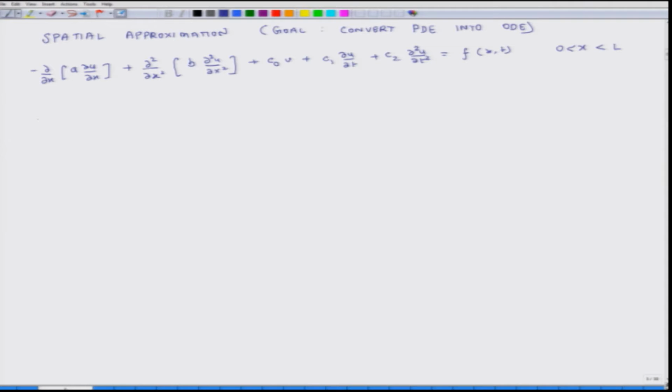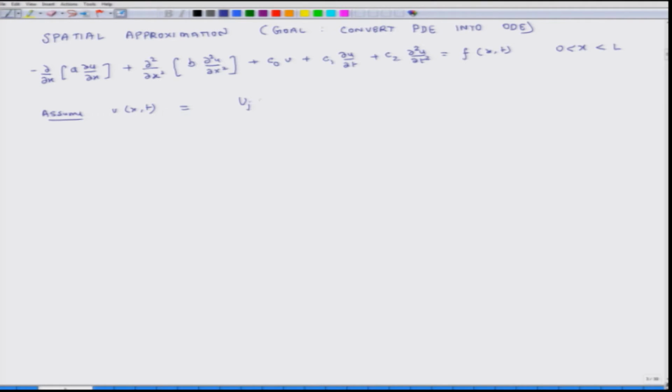So, for spatial approximation, what we do is that we assume a form of u. We know that u is dependent on x and time. So, u is the unknown. We know a, b, c naught, c 1, c 2, f in this equation. What we do not know is u, and u is varying with respect to x and time. So, we are trying to figure out what this function is. So, we assume that u is an explicit function of time.